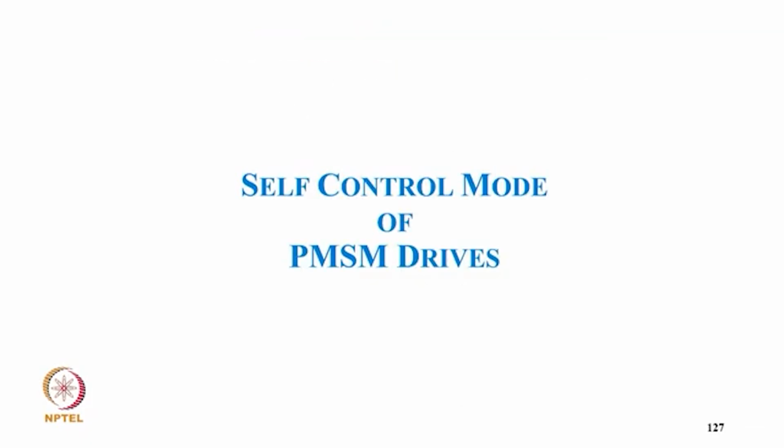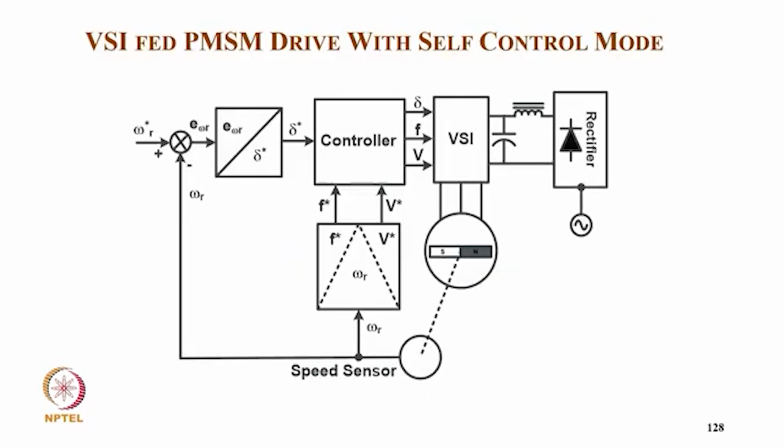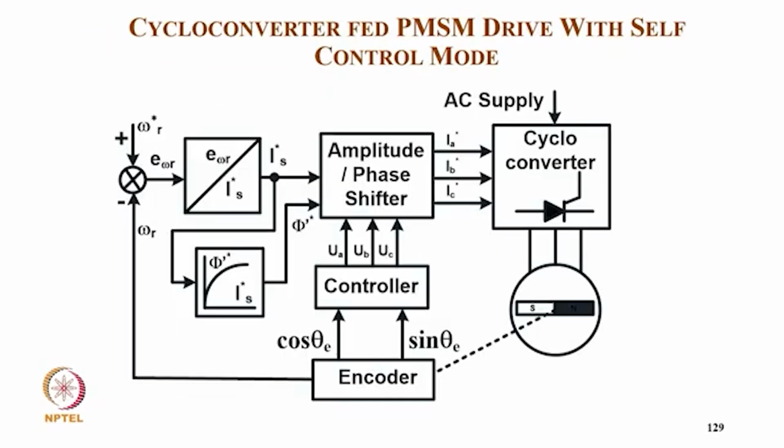Now coming to self-control mode of permanent magnet synchronous motor drive. So this is of course VSI fed. We have a reference speed, we have a speed sensor for the feedback, and we have a DC speed converting to angle, and then from the speed we get the frequency as well as the voltage, and with the angle, frequency, angle and voltage we give to the voltage source inverter for typically closed loop control, which gets almost constant voltage from a diode rectifier. So it gives a PWM control for this PMSM drive.